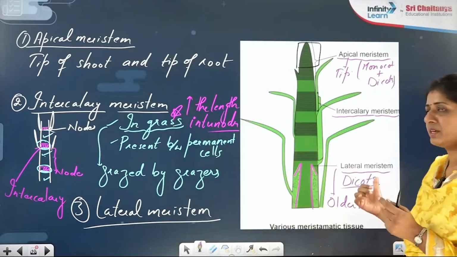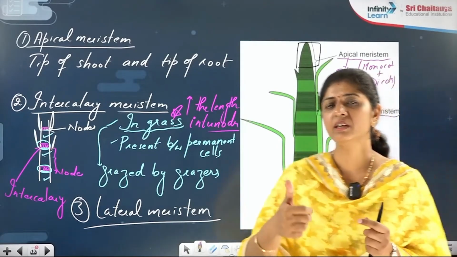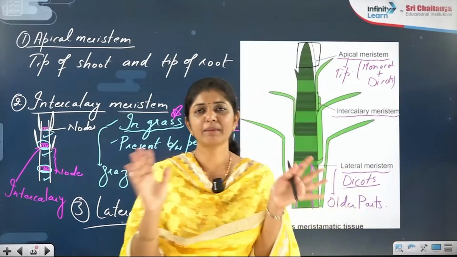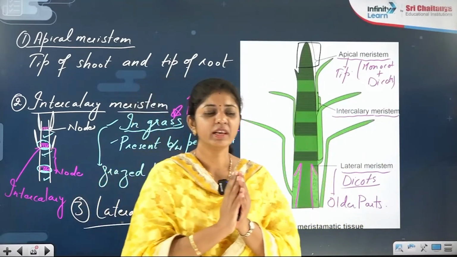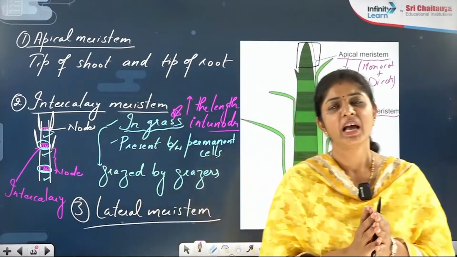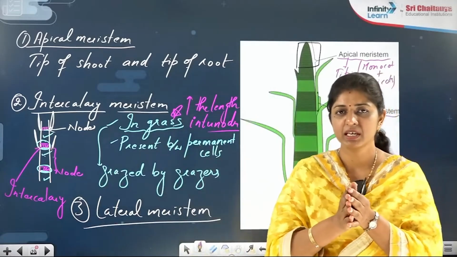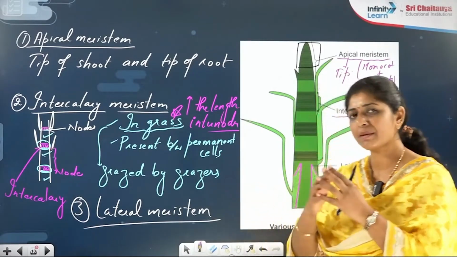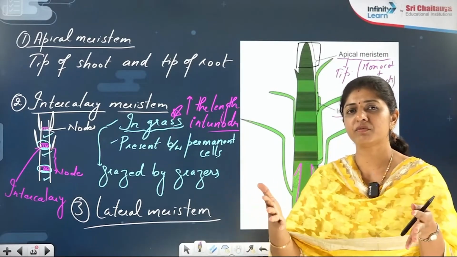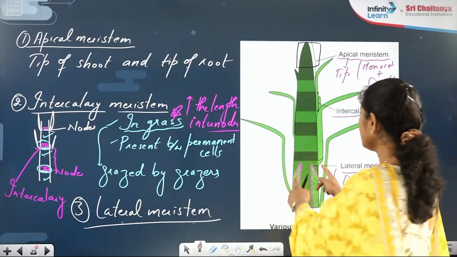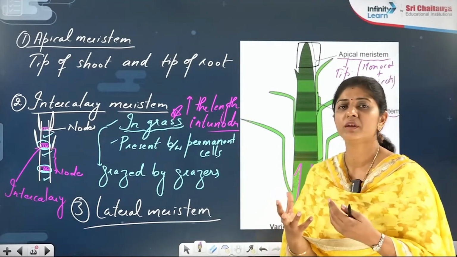But lateral meristem, do remember, is only in the dicot, but exceptions I am not taking. Dicots have this lateral meristem and it helps to increase lateral growth, I mean to say, the width and circumference. And what is its position? On the lateral side, in the older part.